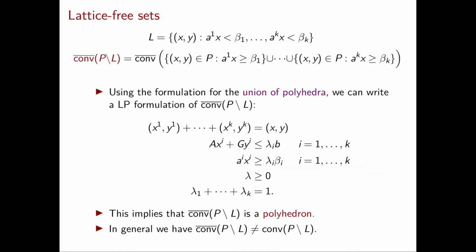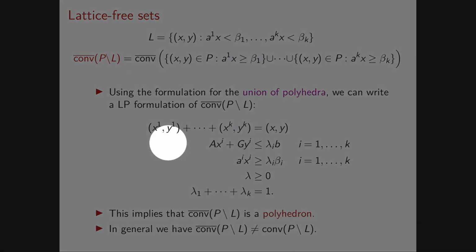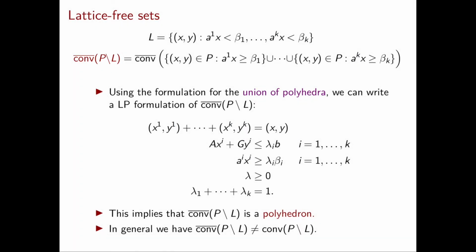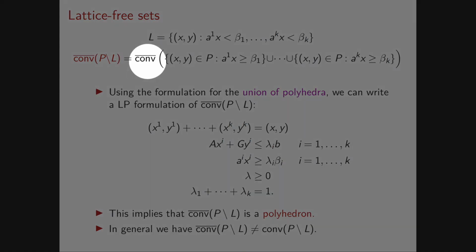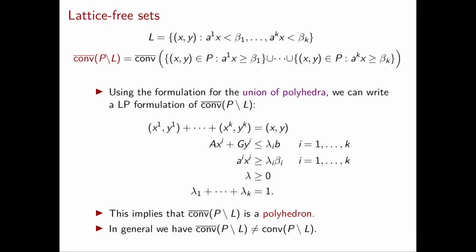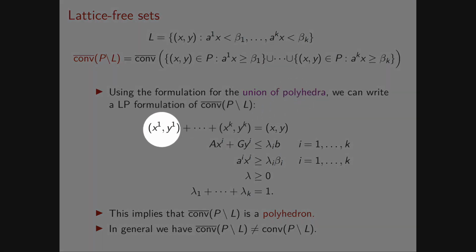So, as we did for splits, the question is, can we describe the set closed convex hull of P minus L through linear inequalities? And the answer is always the same. We can again use in the same exact way Balas's theorem to obtain an extended formulation for such a set. The only difference is that now this set is the closed convex hull of the union of not just two, but still finitely many polyhedra. So we write again the extended formulation given by Balas.